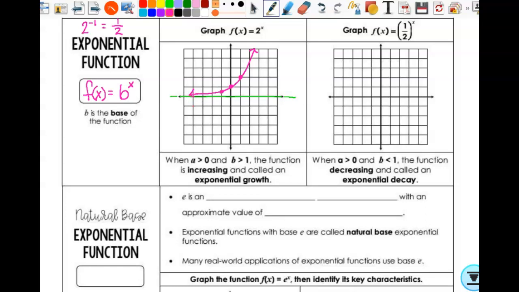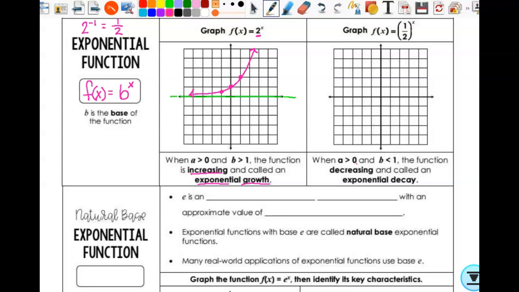So this says when a is greater than 0 and b is greater than 1, the function is increasing and called exponential growth. Okay, so basically what I was trying to get at here, the wording was bad on these, and I fixed it, and I made it even worse. This one is just totally wrong and doesn't even make any sense. But all that I'm trying to say right here is that if the base b is greater than 1, then it's going to be increasing, and it's exponential growth. Here, the base is less than 1, but greater than 0, not just less than 1 like this says, and just basically kind of ignore that whole first part of that sentence there.